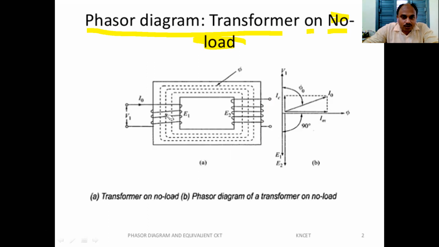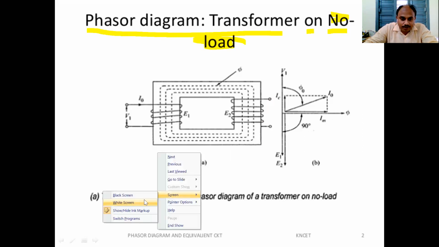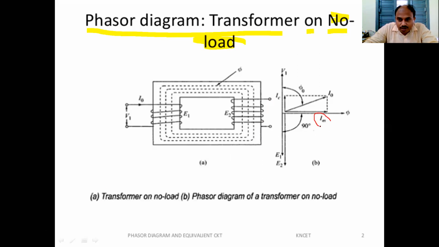The purpose of I naught is to produce the flux and to meet the losses in the transformer. This is the magnetizing component of current, which produces the flux. This is the total no load current I naught, and the core loss component of current IC. Here we have three currents: the total no load current, the magnetizing component of current, and the core loss component of current.